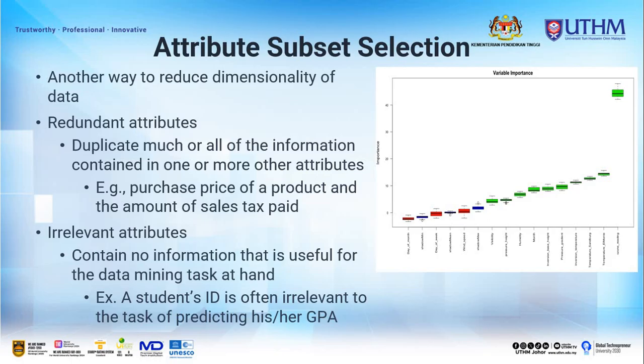Irrelevant attributes contain information which is not really useful for your data mining task. For example, a student's ID number is often irrelevant when predicting their GPA, as it does not provide any meaningful insights. We know that we need to know who the student is, but we don't have to know the student's ID, because other features are the ones that contribute to predicting their GPA.